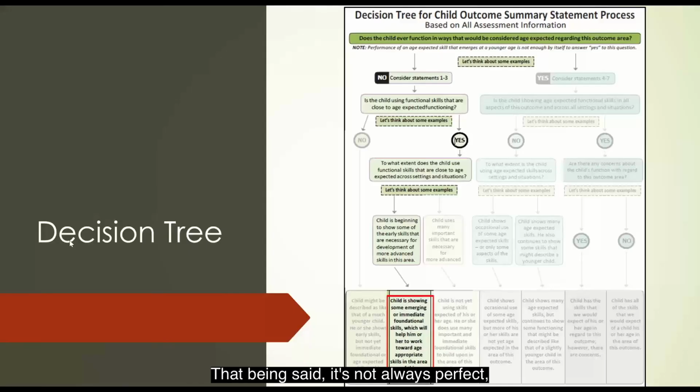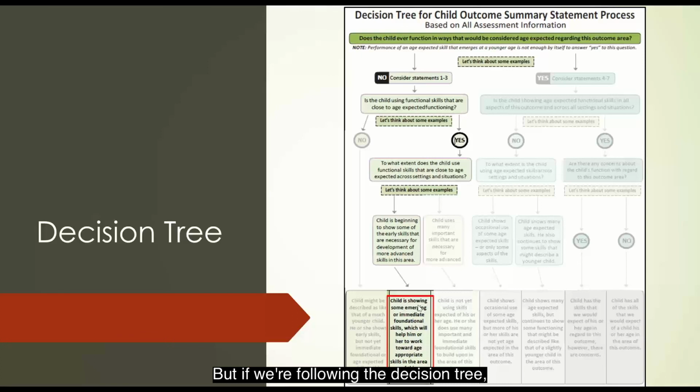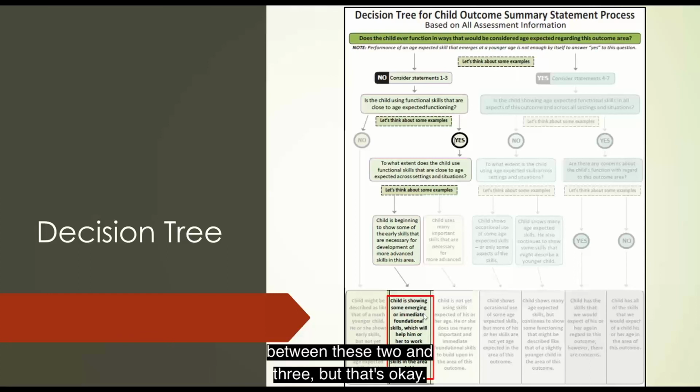That being said, it's not always perfect, and we're not going to always reach the same conclusion. But if we're following the decision tree, we're going to see a lot less of a split between that 4 rating showing occasional use and one of the 2 or 3 ratings here, because we've made sure we answered this first question first. You may see a little more conversation between these 2 and 3, but that's okay. That's more acceptable because it is this final question. There's a little more nuance to it, but we'll see a lot more consensus generally and a lot less of a spread.